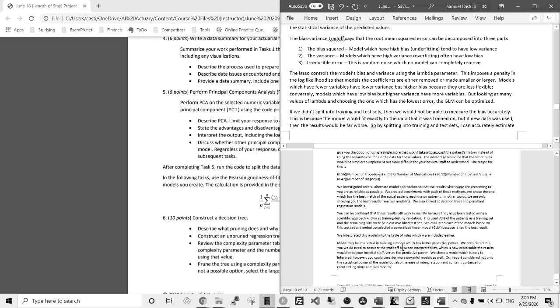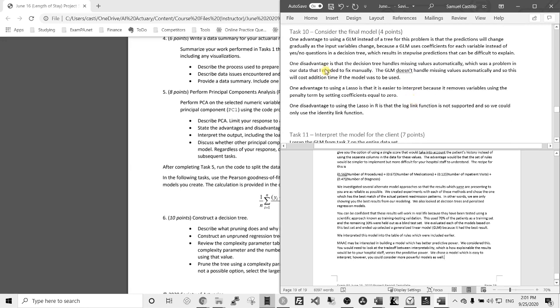Mac may be interested in building a model which has better predictive power. You would need to look at the trade-off between interpretability, which is how explainable the results would be to your hospital staff, versus the predictive power. We chose a model which is easy to interpret. However, you could consider more powerful models as well.